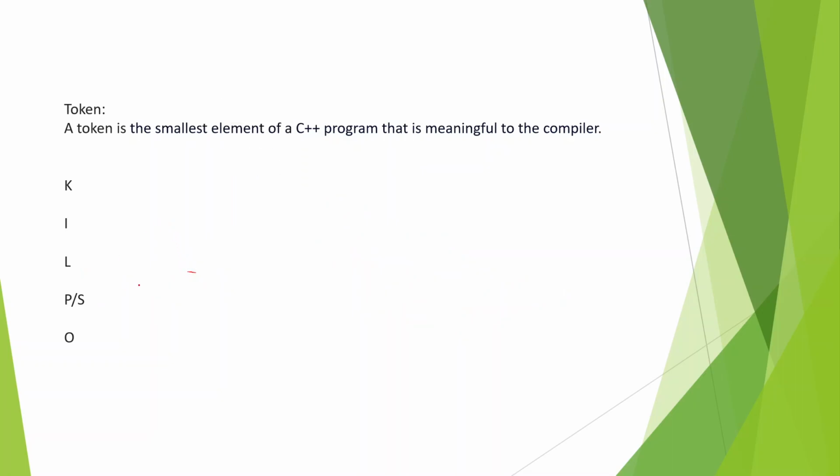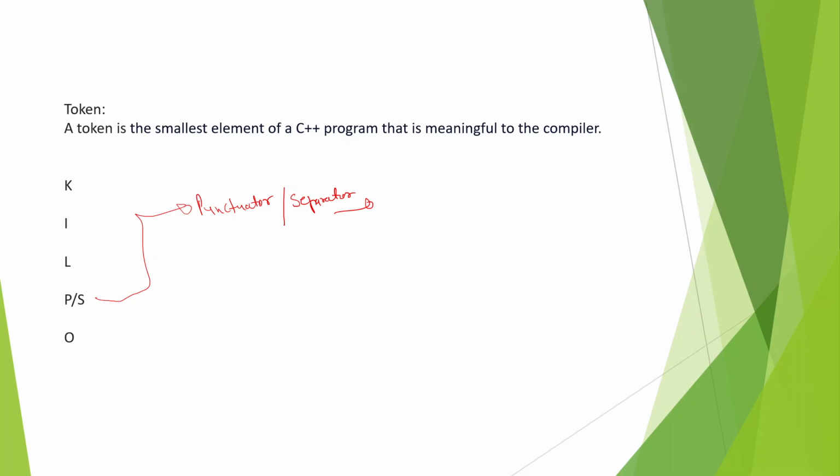Okay, then move on to the punctuators or separators. What are the punctuators and separators? Write down the definition. Punctuators or separators are those elements which separate one element from the other element.